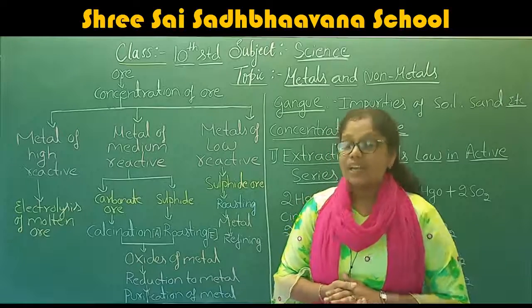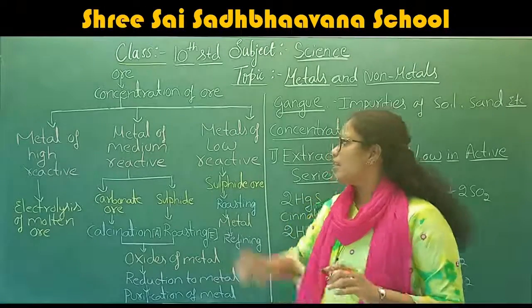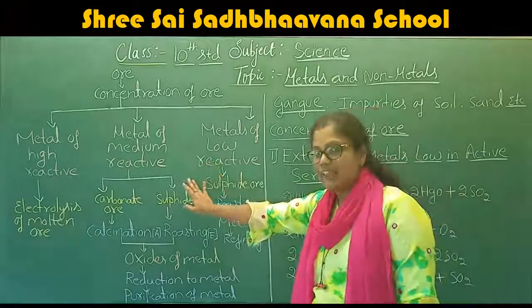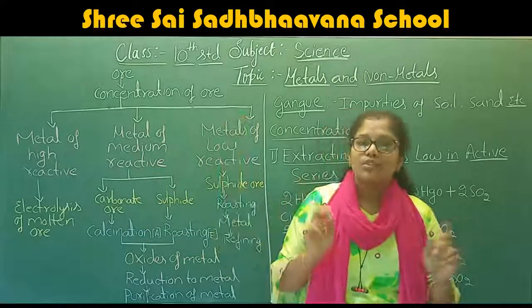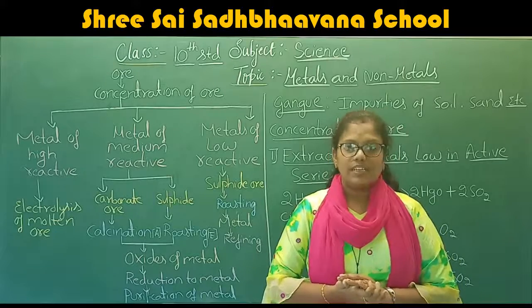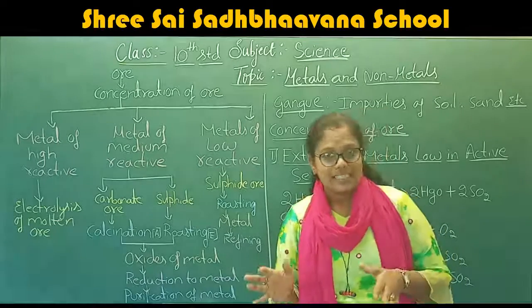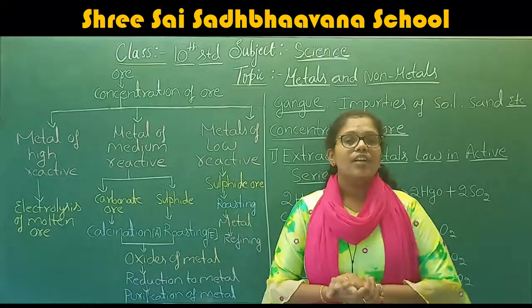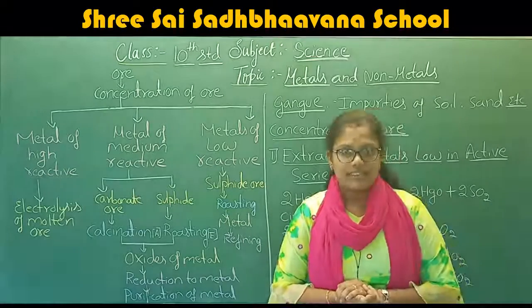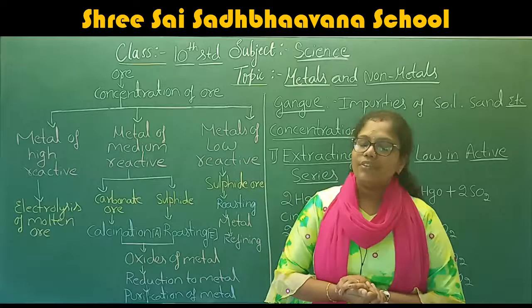In the next class, we are going to discuss the metals of medium reactivity, metals of high reactivity, and the last two concepts present in the chapter, that is corrosion and rancidity. These are the two concepts present in this chapter. Finally, we will complete it in the next class. Up to that, bye everyone.